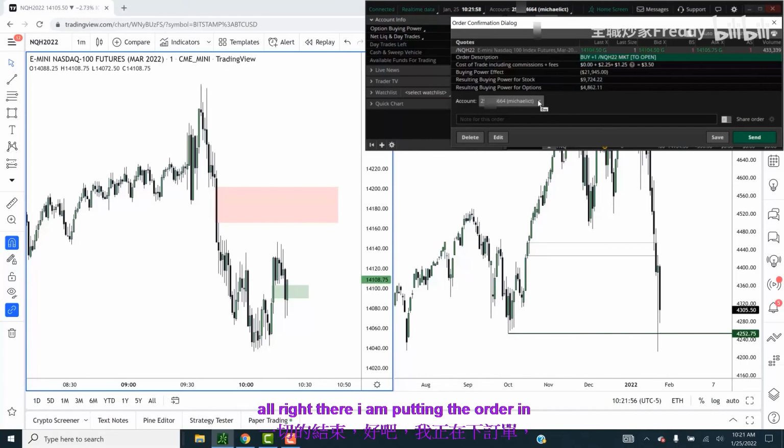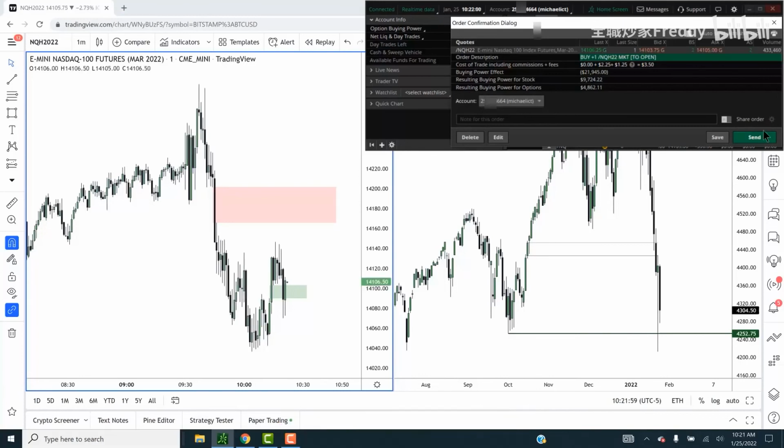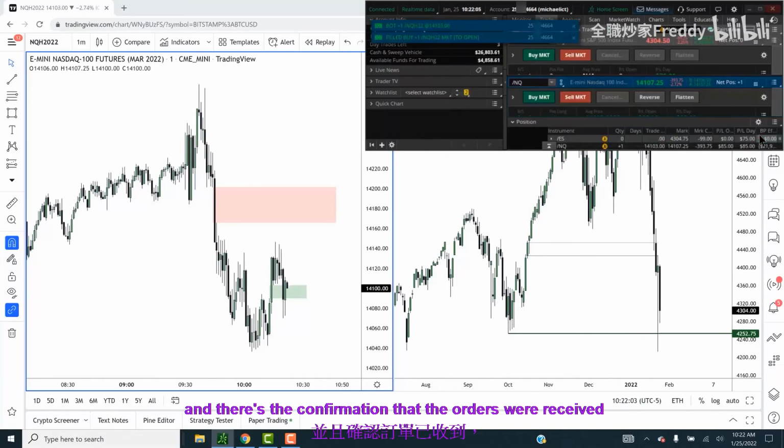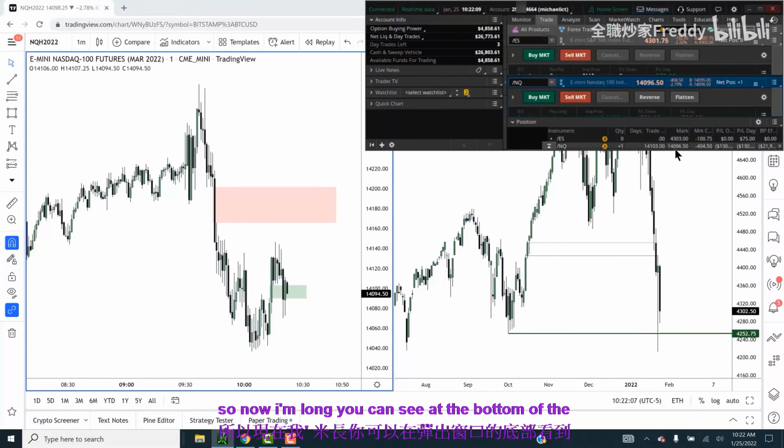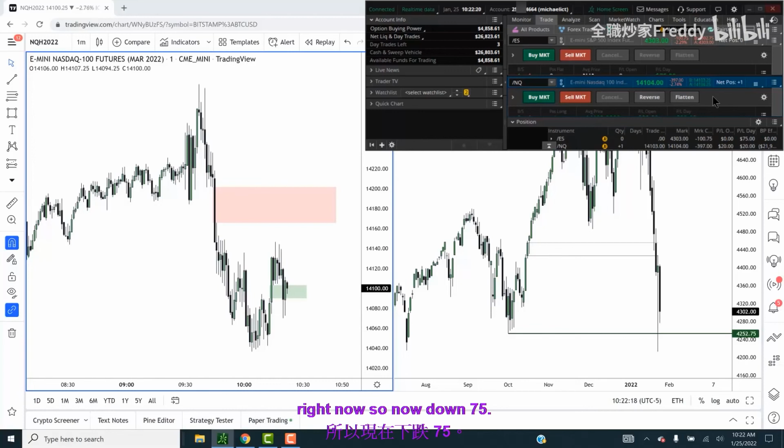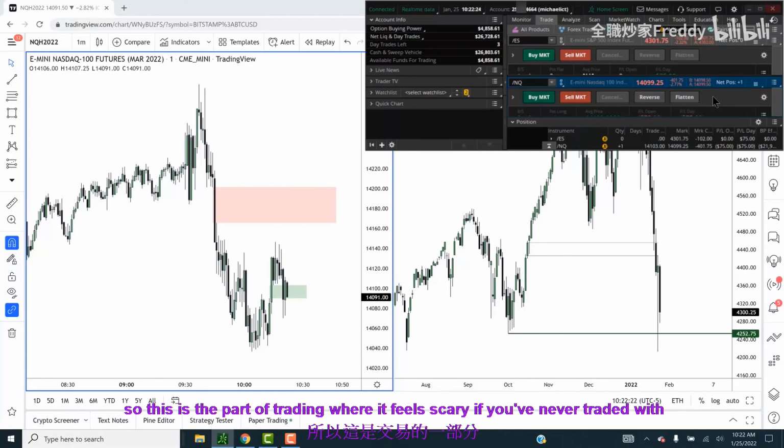All right, there I am putting the order in. And there's the confirmation that the orders were received. So now I'm long. You can see at the bottom of the pop out, it shows that I'm down initially what looks like $20. And now I'm up $20 right now. So now I'm down 75.